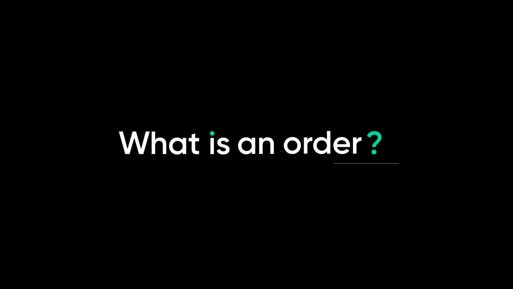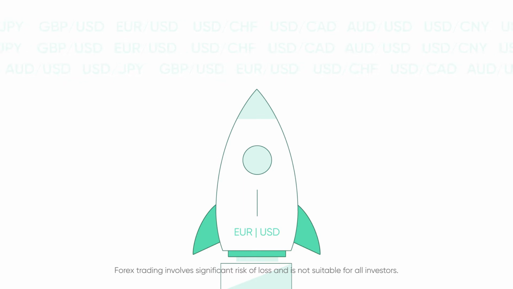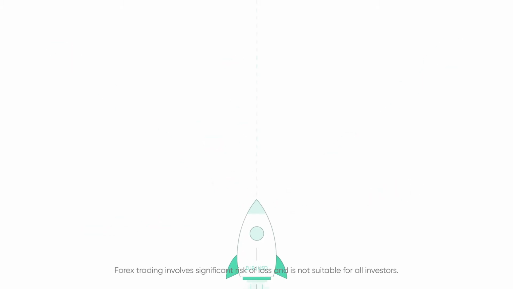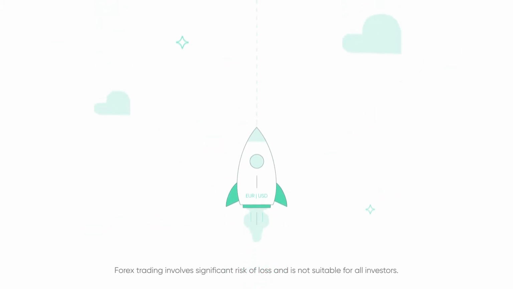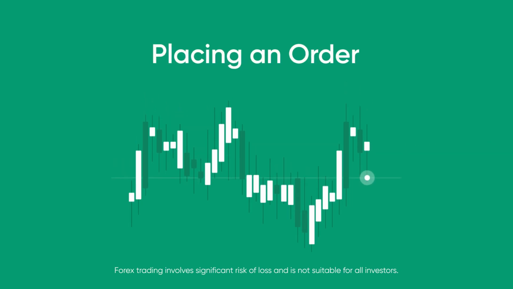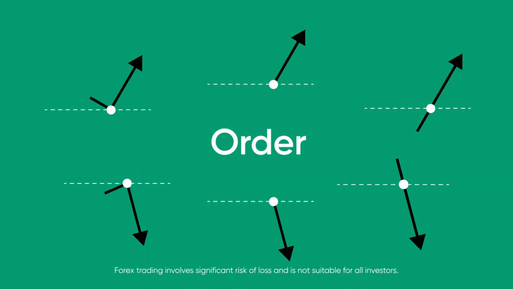What is an order? So, you're ready to place your first trade. That's great. But how exactly do you do it? You need a way to convey all the information about your trade so that it can be executed on the market. In Forex trading, this is known as placing an order. So, what order types are there?